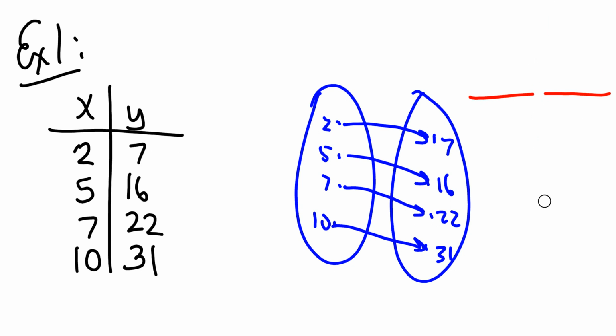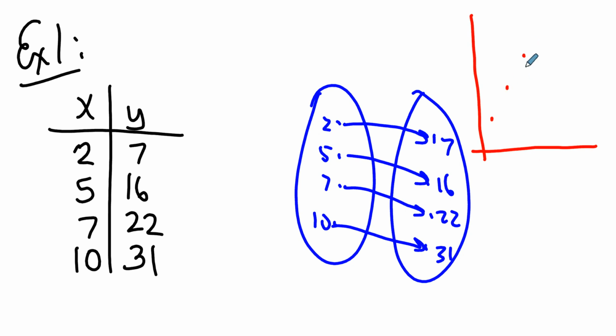Maybe I want to show more of the first quadrant. 2, 7, 5, 16, 7, 22, 10, 31. Looks like all of those are on a line. And if it looks like all of those are on a line, maybe they are. So we start wondering what the rule is.